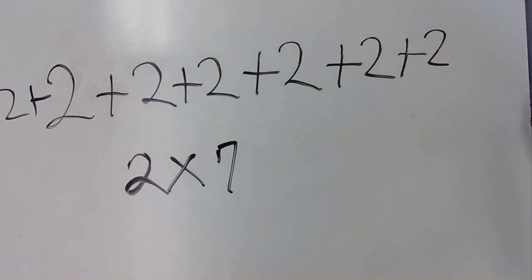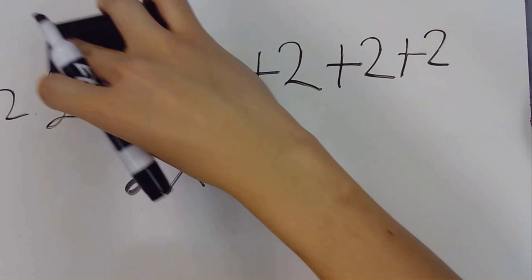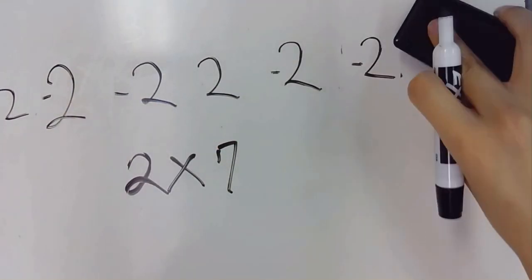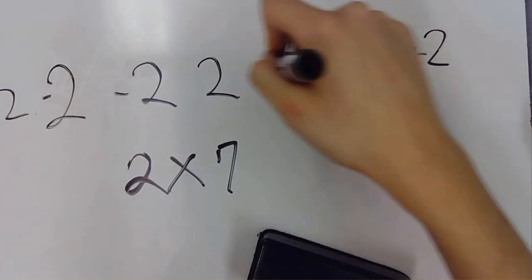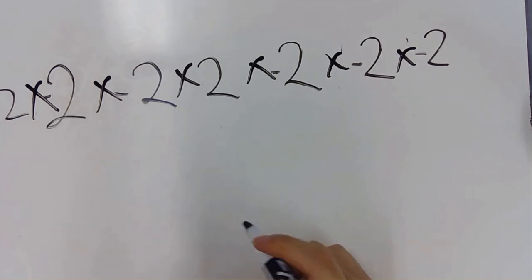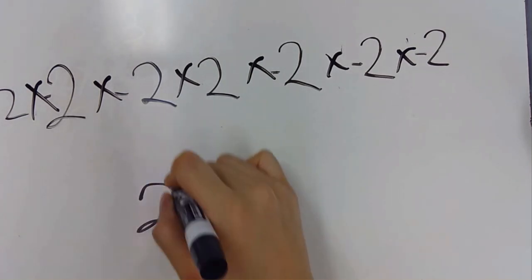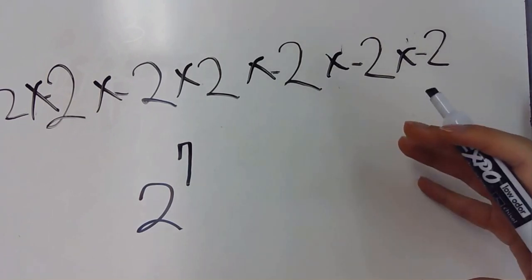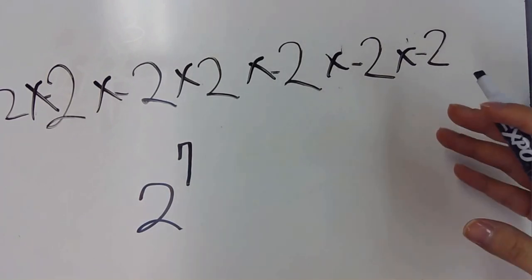Now, what if someone asked you, can you multiply 2 by itself 7 times? And that's where the exponents would come in. Instead of having to write 2 times 2 times 2 times 2 times 2 times 2 times 2, we can simply write 2 with the 7 on the top like this, which we read as 2 to the power of 7, or the 7th power of 2.